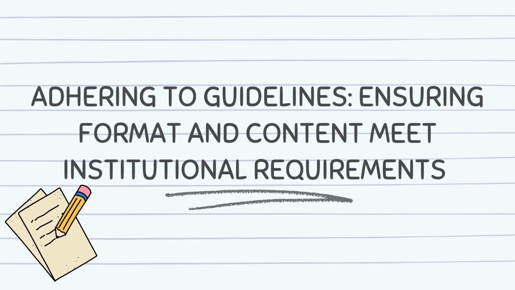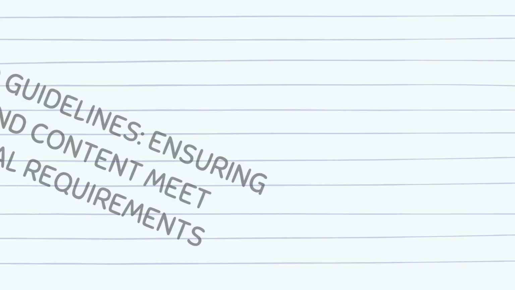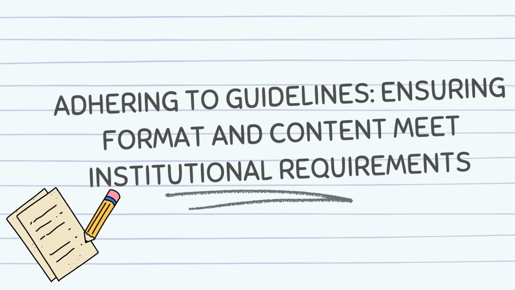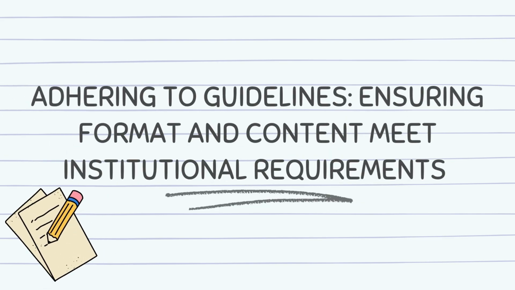Conclusion. Ensuring compliance with institutional guidelines. Adhering to institutional guidelines in Chapter 2 ensures that the formatting, citations, and content structure meet academic standards. Following these requirements improves the readability, credibility, and approval process of the thesis.